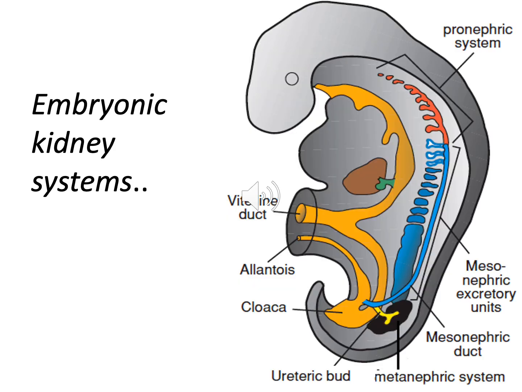In this picture you can see the 3 kidney systems that are formed in intrauterine life. At the cervical region, the pronephric system; at the upper thoracic and upper lumbar region, the mesonephric duct and mesonephros; and at the lowermost part, the pelvic region, the metanephros.